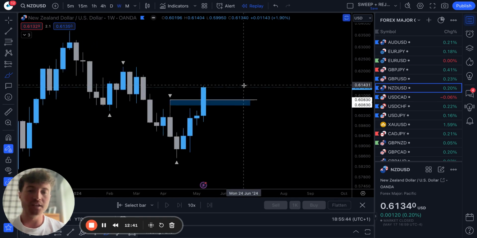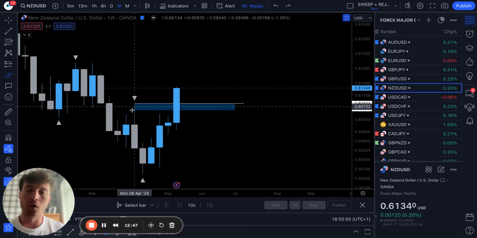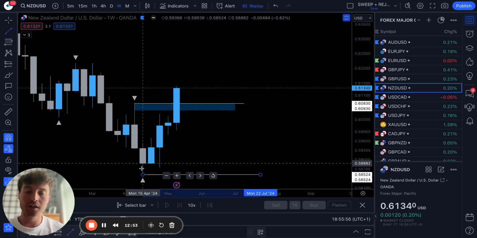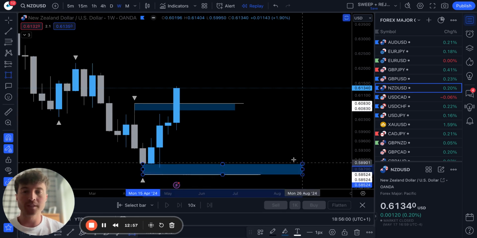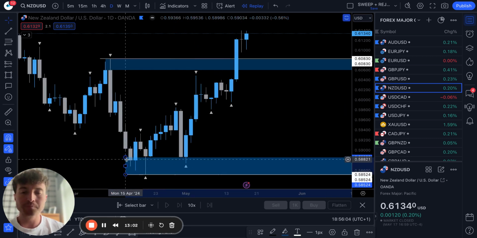So NZD/USD, most recent weekly fractals here. I've got that marked on for you guys. The most recent fractal low is here. So most recent fractal high, most recent fractal low. These are your references for liquidity. Let's drop down to the daily so we can see a clear picture here.